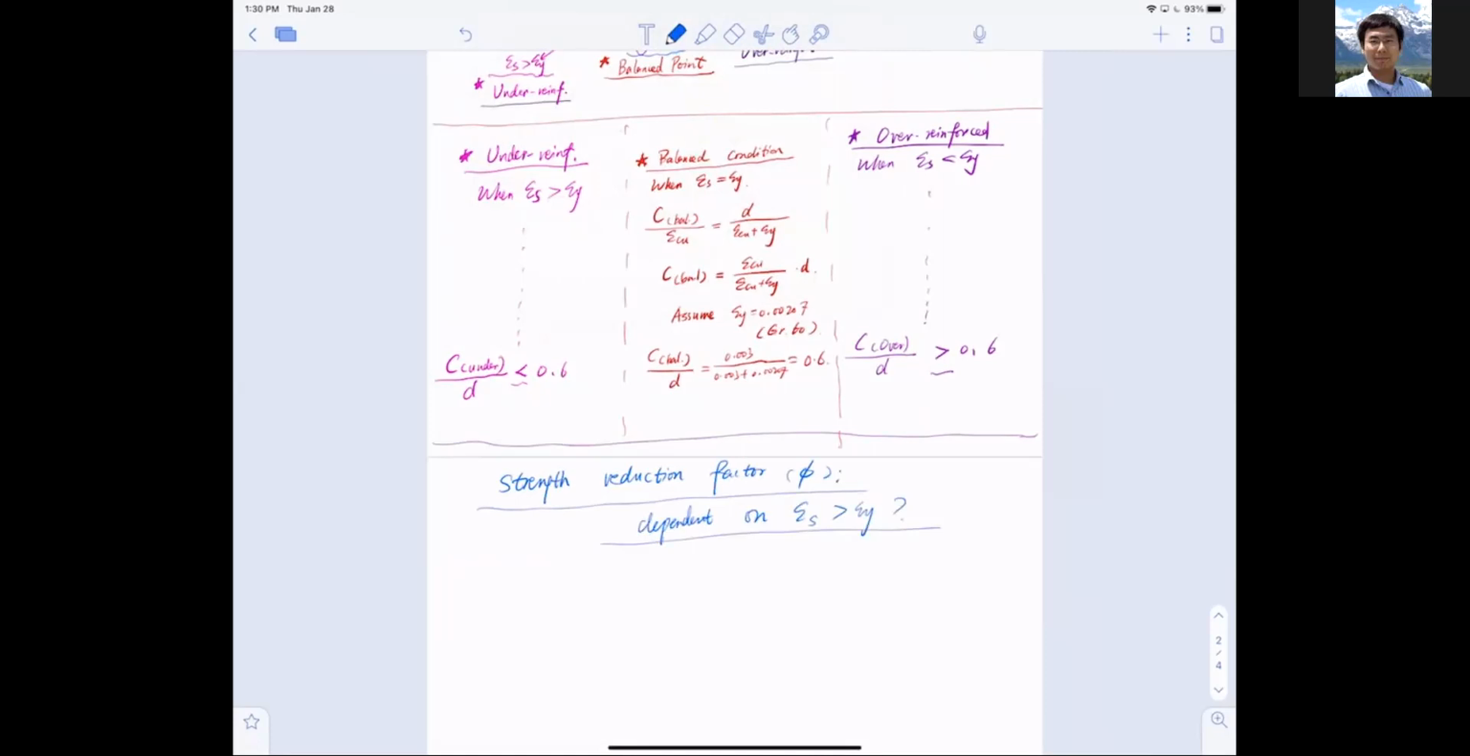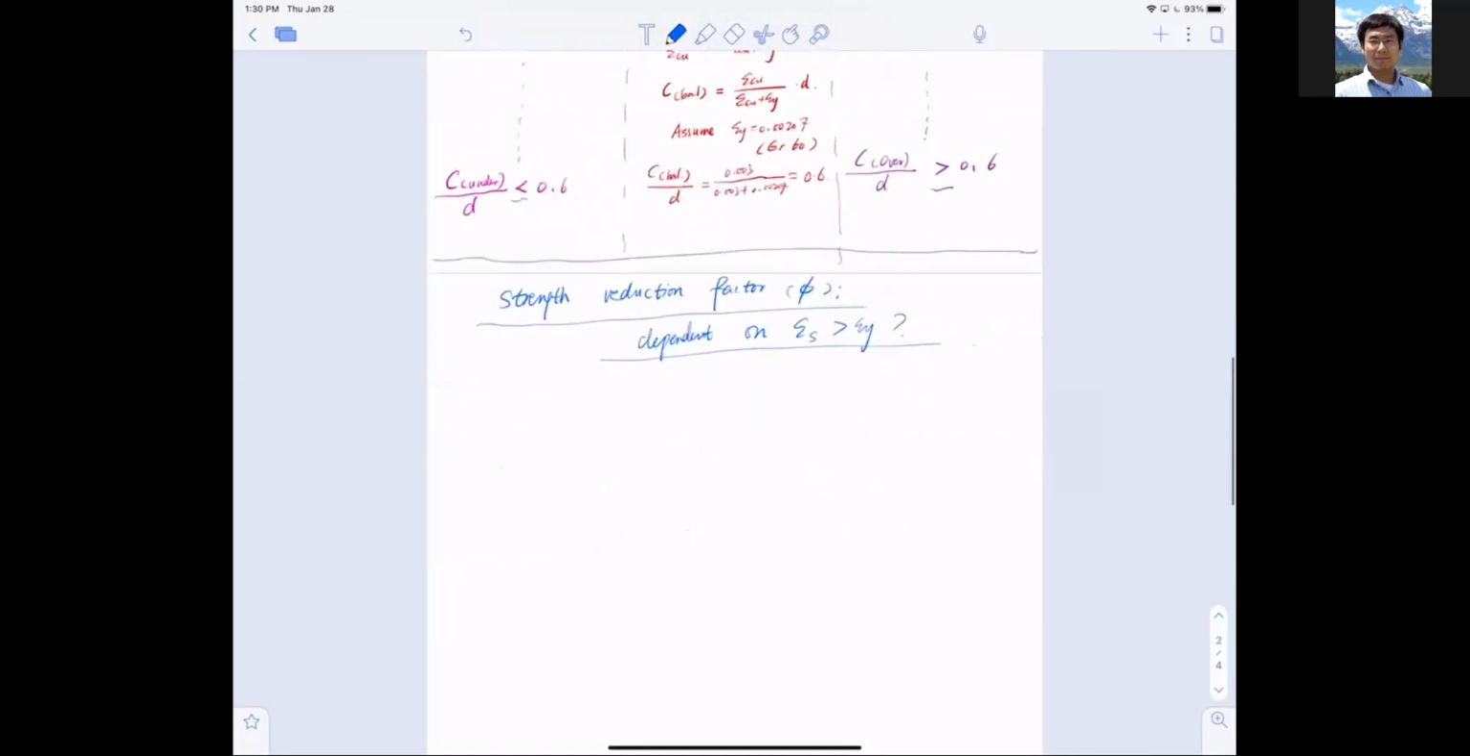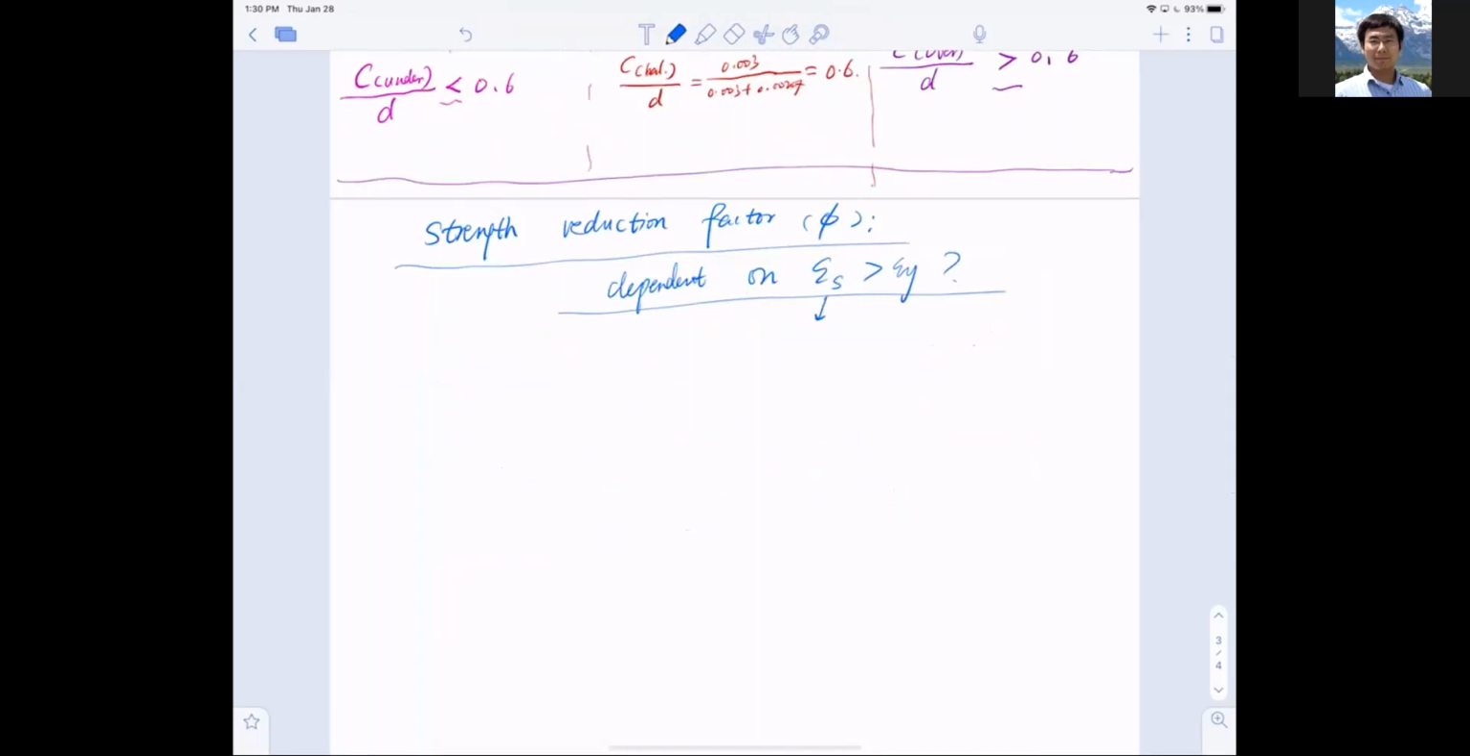I'm going to make a differentiation here. Epsilon s is the strain in steel. Epsilon s is defined as the strain in the group of steel. Epsilon t is the last layer, the bottom layer. Sorry for my writing. Last layer of steel. For a single layer, they're the same. For multiple layers, they're not the same.